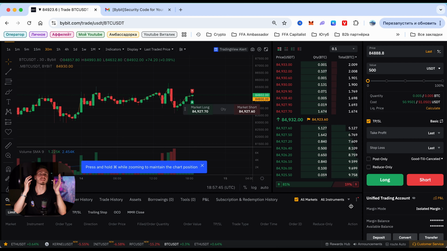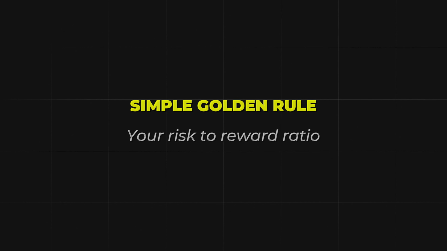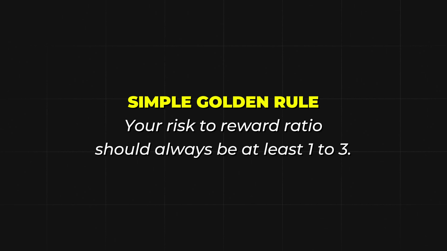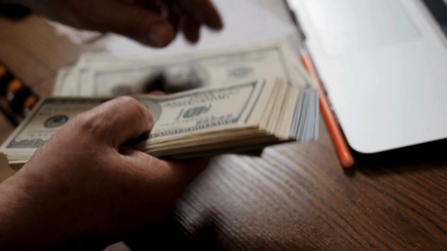There is also a simple golden rule here. Your risk to reward ratio should always be at least 1 to 3. So if you risk $100, aim to make 300. If you risk 1,000, aim to make $3,000. That way, even if only 33% of your trades are profitable, you still stay in the green. And if it's 40% or even 50-50, you are solidly in profit.